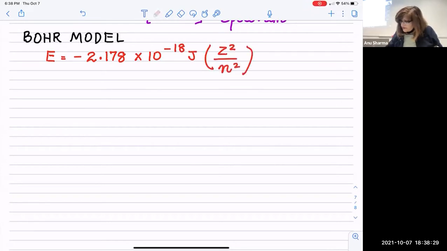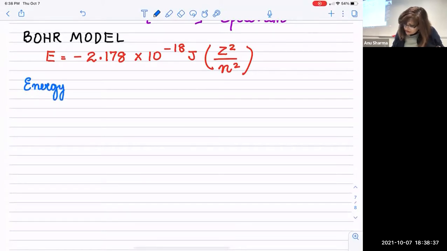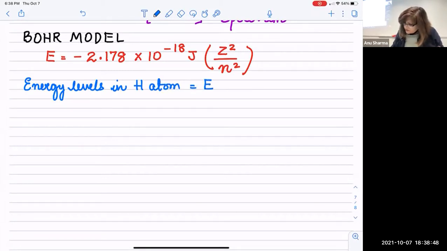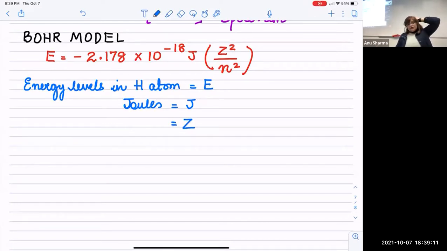So what do these mean? Here, E is the energy levels in the hydrogen atom. Next, J is joules. The energy is measured in joules. What is Z square? What is Z? You have read that already. You already know it from your very early chemistry classes. Z stands for what?